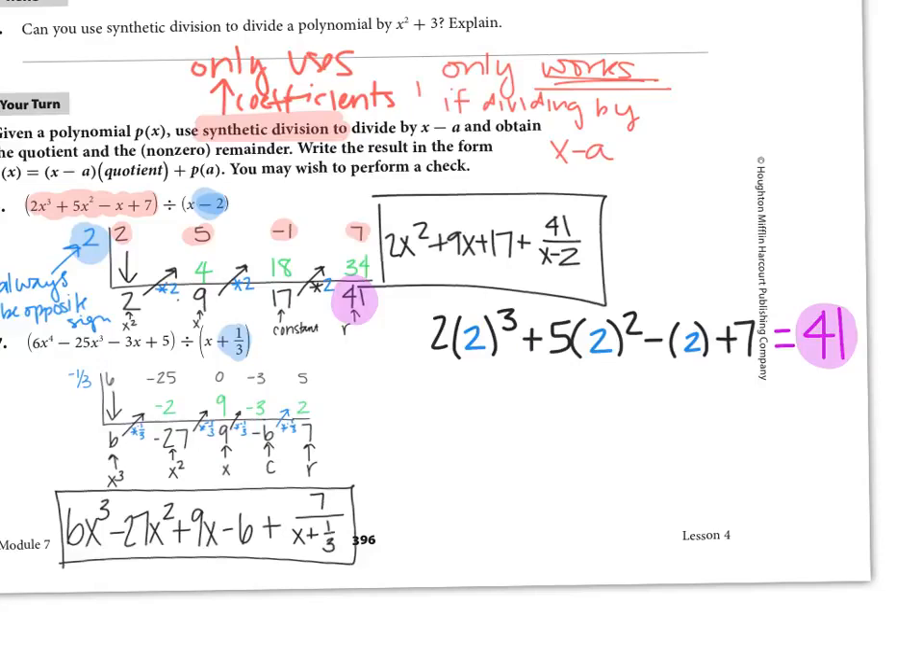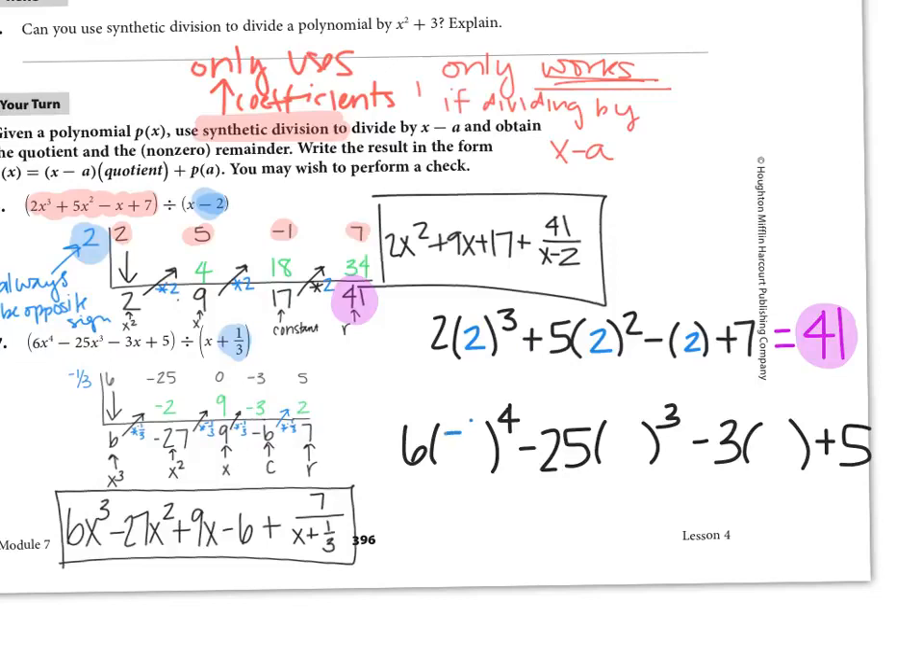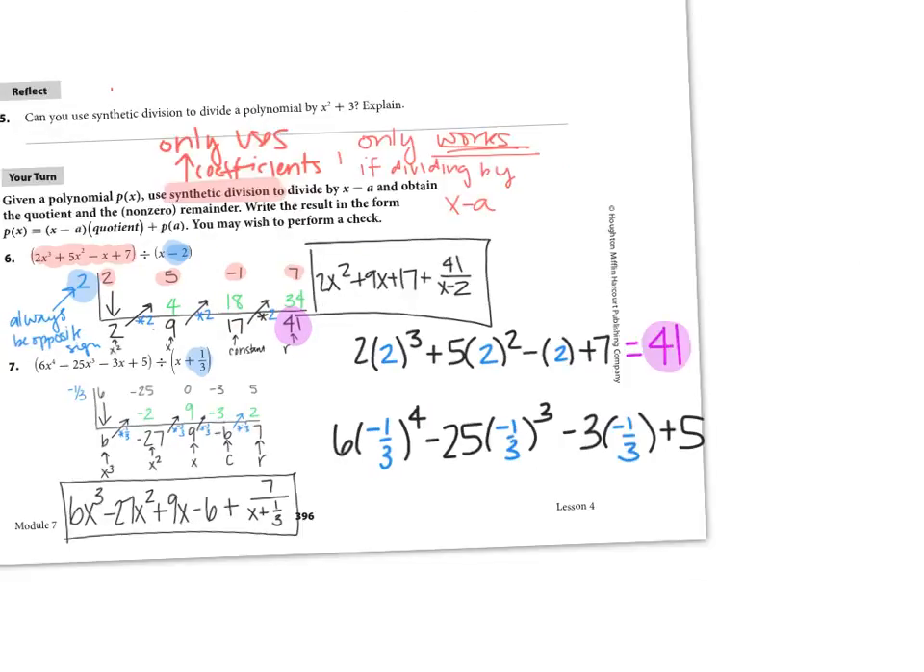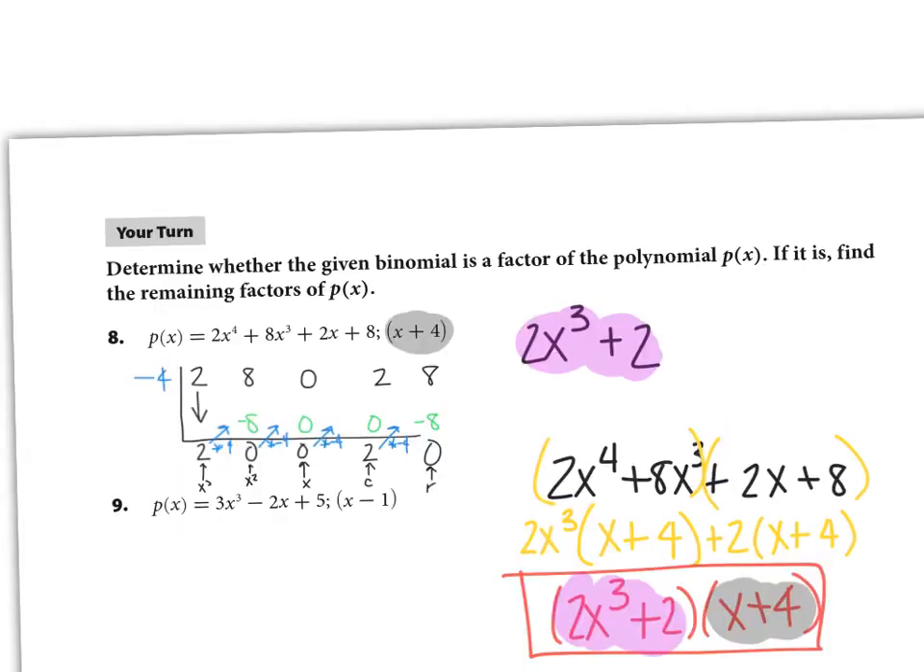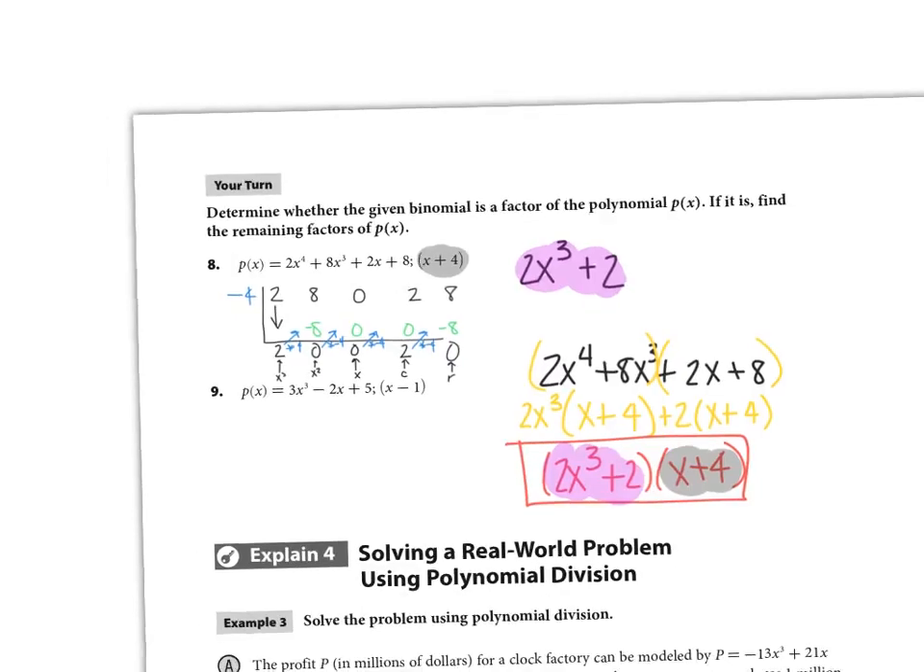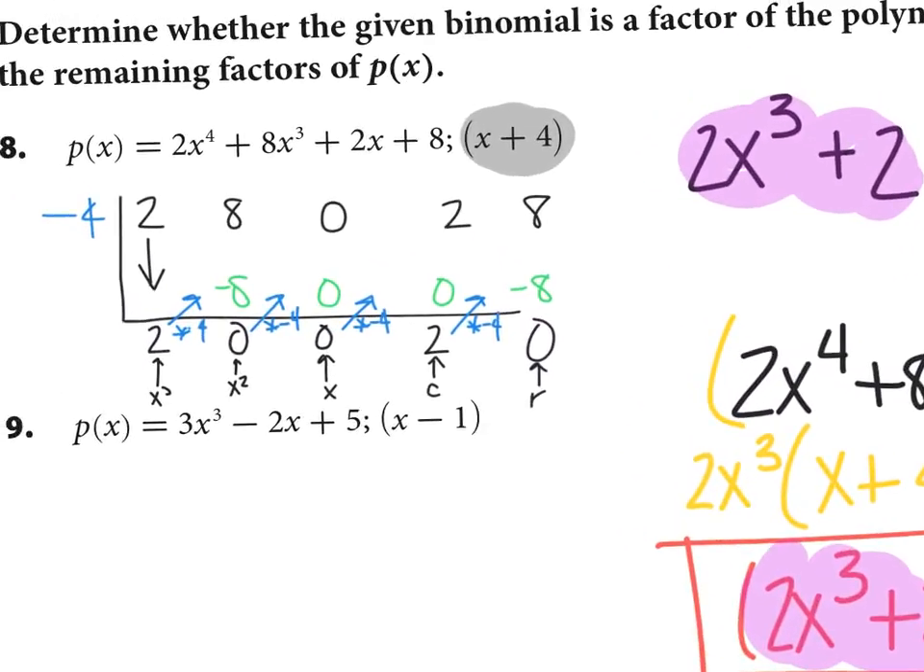You should get 7. So I had 6x to the 4th minus 25x to the 3rd minus 3x plus 5. And I'm going to plug in negative 1/3. So again, use your calculators if you need to, particularly on this one. Okay, so this gives you 7, which is what it should give you, because 7 is your remainder. It doesn't necessarily happen a lot, but go back and apply that to what you learned here.